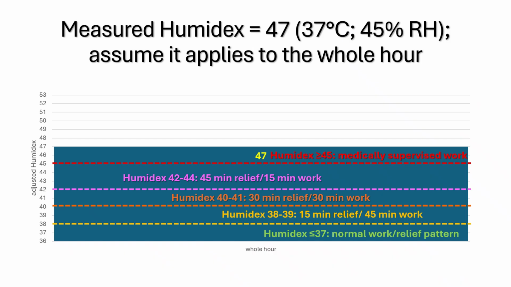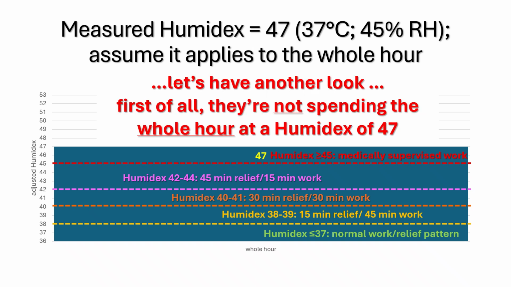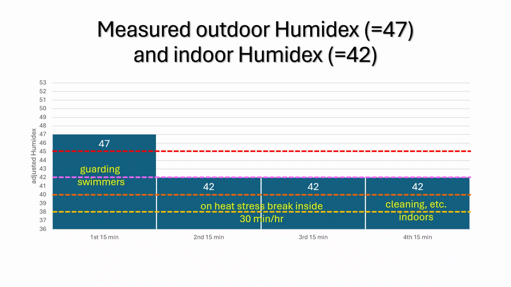Okay, let's look at our example again of 47 Humidex. But let's take another look because, first of all, they're not spending the whole hour at the Humidex of 47. They're only spending 15 minutes of it there. The other time they spend is their heat stress break, where they're at a Humidex of 42 inside the building, and that's the same conditions under which they're doing indoor cleaning. So only 15 minutes of the hour they're at 47, the rest they're at 42.